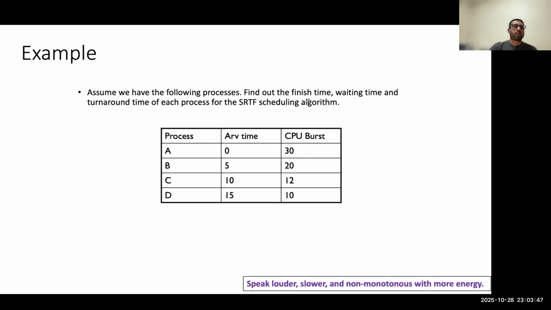Okay, so example, assume we have the following processes. Find out the finish time, waiting time, and turnaround time of each process for the shortest remaining time first scheduling algorithm. Okay, so I am releasing the poll. Go ahead and do it. Week 9, day 1, quiz 9.